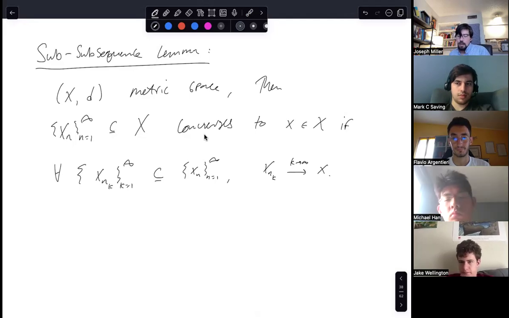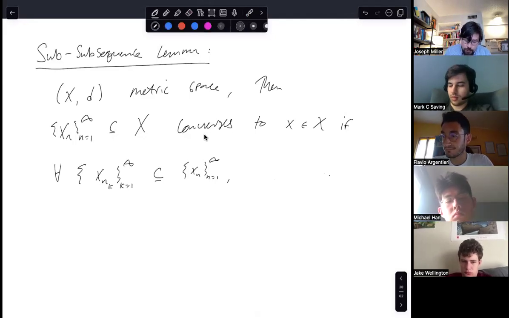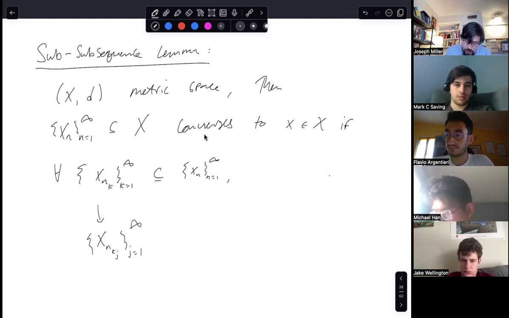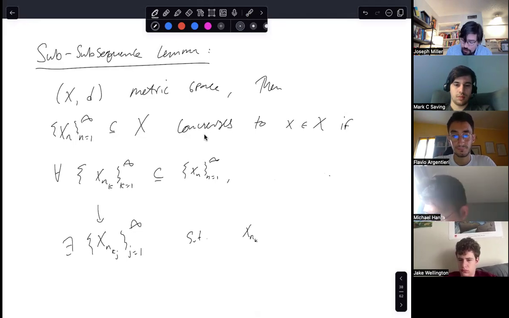Let me think. No, sorry. This is not the statement. So if I have, for every subsequence, I can find a further subsequence x_{n_{k_j}} such that, bad notation, there exists a further subsequence such that x_{n_{k_j}} converges to x as j goes to infinity.